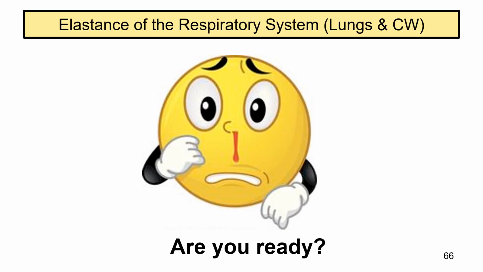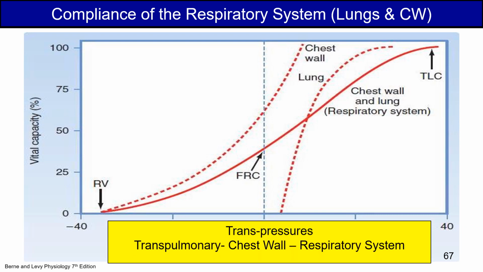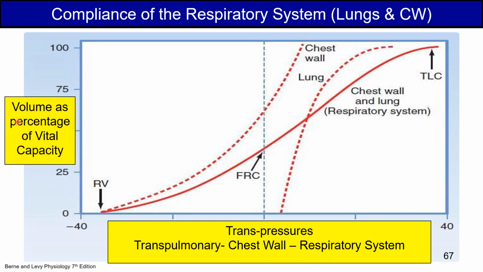Okay, let's move on to some nosebleed topics, which are the elastic properties of the lungs and the chest wall. Let us now discuss the compliance of the respiratory system. Shown in this slide are three relationships, wherein the x-axis is trans-pressure, which could either be transpulmonary, trans-chest wall, or trans-respiratory system, in relationship to the y-axis, which is volume as a percentage of vital capacity.